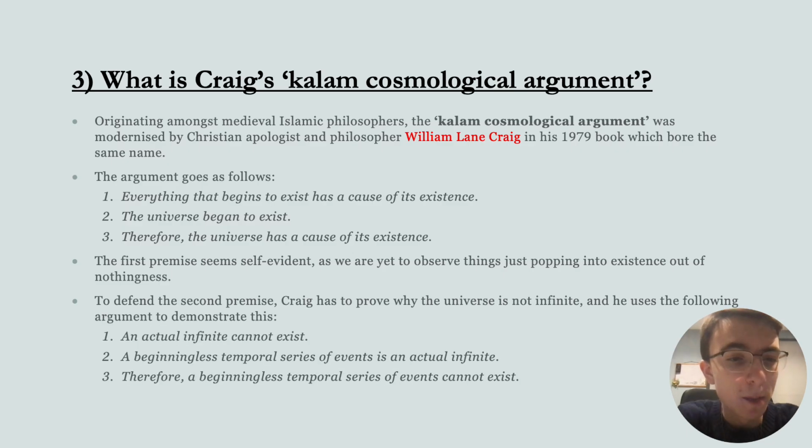What about the second premise? Because this one is a bit more controversial. The universe began to exist. To do this, he has to prove that the universe is not infinite, that it had a moment in time in which it began. And this is the argument that Craig gives to support that premise. Number 1, an actual infinite cannot exist. Number 2, a beginningless temporal series of events is an actual infinite. Conclusion, therefore, a beginningless temporal series of events cannot exist. In other words, the universe cannot have always existed, it has to have come into being at one point.